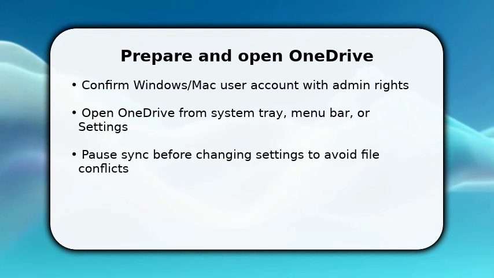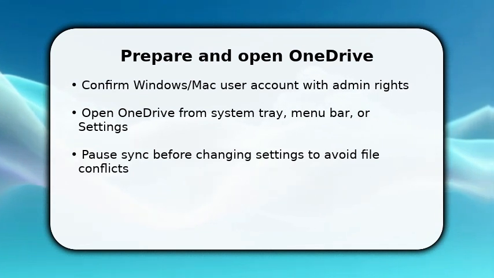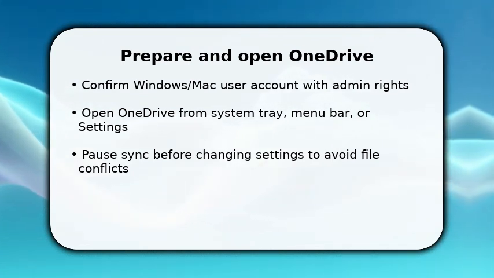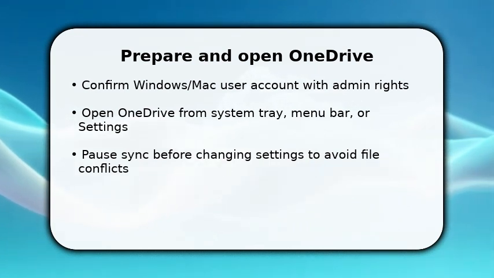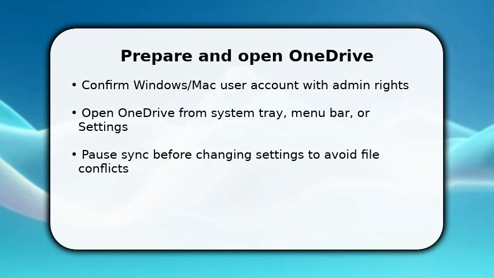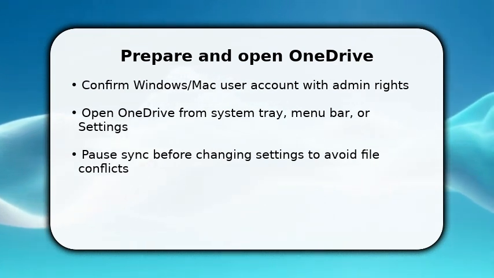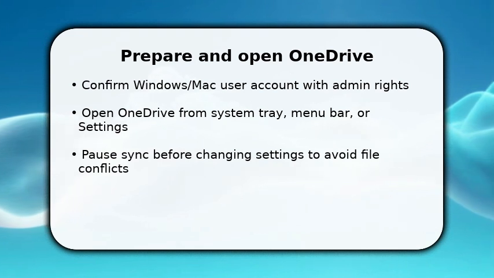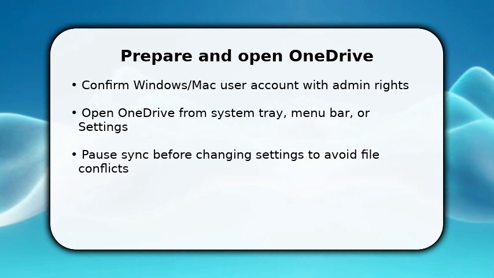Enjoy the video. You start by confirming you have an account with admin rights and that OneDrive is running. Open the OneDrive app from the system tray or menu bar. This is essential because the app controls sync and settings. Once open, pause sync to prevent partial uploads or conflicts while you change settings. Make sure files finish any current transfers first. If they don't, wait or force a pause. These quick steps prevent data loss and let you proceed to disable features safely.